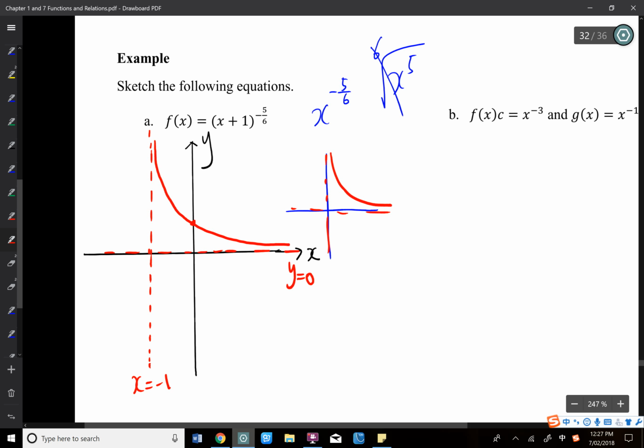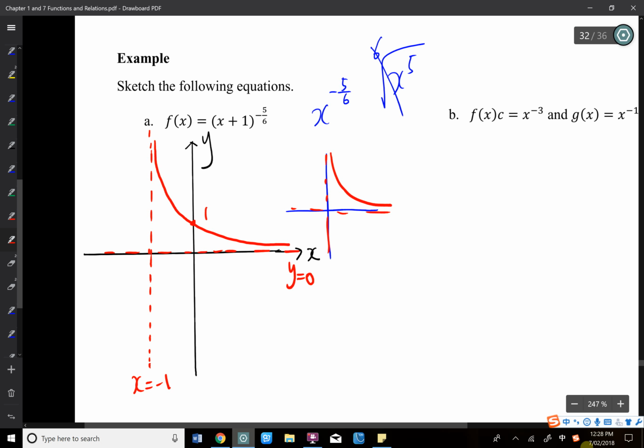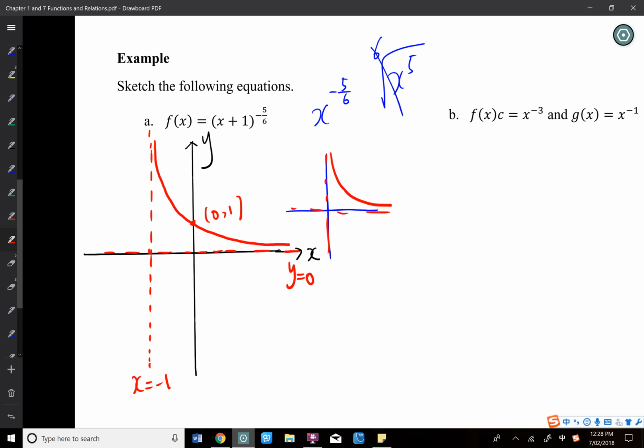Between the two asymptotes, what's the intercept? Y-intercept, not intersection. (0, 1), because if you set x equals 0, we have 1, and 1 to any power will still be 1. So (0, 1) will be the y-intercept. So that's how the graph looks.